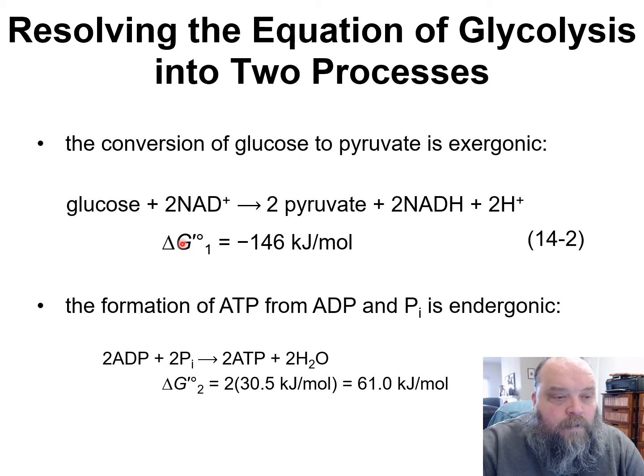All of this is exergonic. Everything we talked about in the last slide. It's all, not every step along the way, but the sum total is exergonic. Going from glucose to pyruvate is exergonic because it's going to be, look at this, negative 146 kilojoules per mole. Quite a bit.